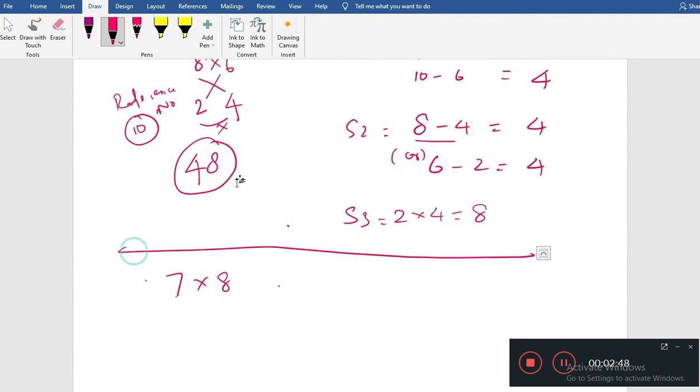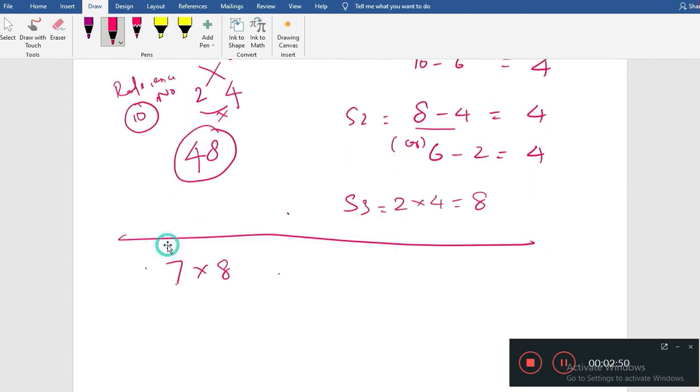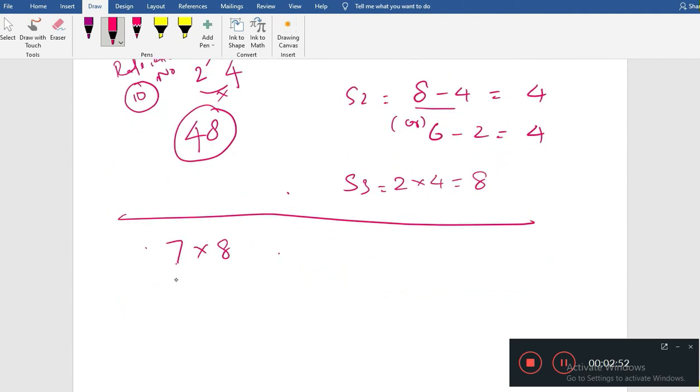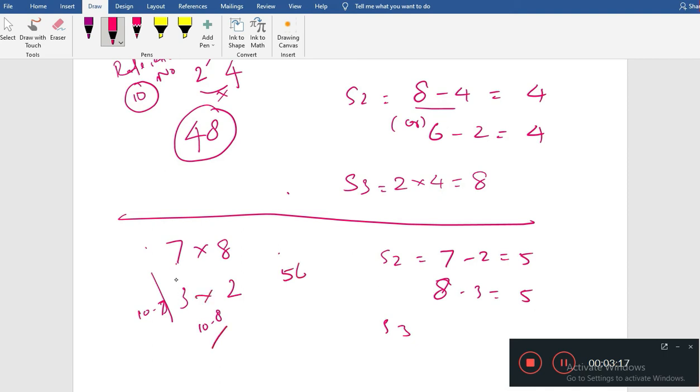We will see one or two more examples. Next, 7 into 8. Same thing: 10 minus 7 is equal to 3, and 10 minus 8 is equal to 2. Step 2 is 7 minus 2 is equal to 5, or 8 minus 3 is equal to 5. Step 3: this 5 you write here, then 3 into 2 is equal to 6. So, 8 sevens are 56.